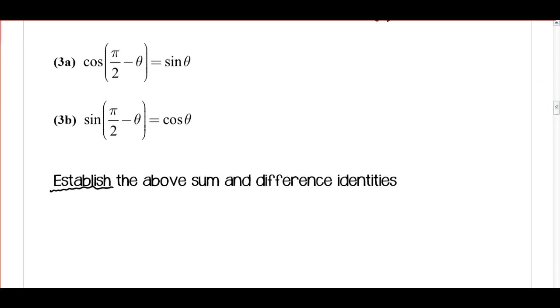So for the first one, I'm going to let, actually I'll stay consistent with the variables, I'm going to let alpha be pi over 2, and I'm going to let my beta, in this case, be theta. And same thing over here, alpha is going to be pi over 2, and beta we'll just let be theta. Just a little substitution there.